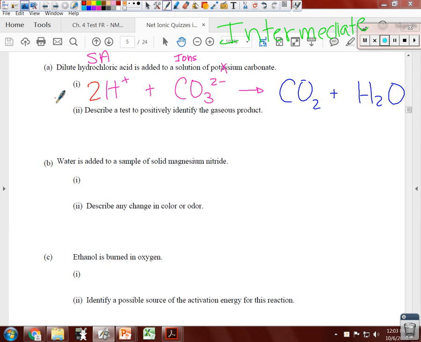Final question, number two. It says, describe a test to positively identify the gaseous product. And these were the fun questions to me. Some of them were really hard, but some of them were actually really fun to think about. First of all, my question is, what is the gaseous product? All right, so we know that this is going to be the gaseous product. So how can we identify a gaseous product?